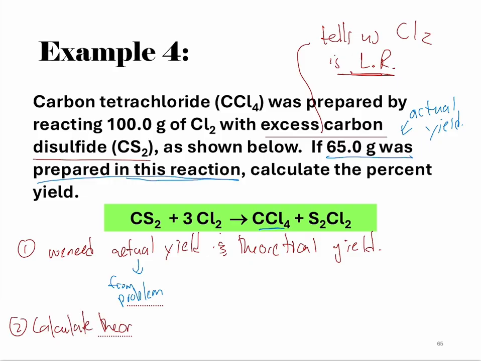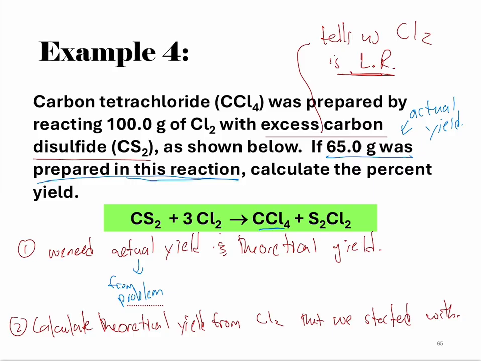Yep, we calculate the theoretical yield using the amount of our limiting reactant, Cl2, that we started with, right? And what does that involve? We're going to have to use the molecular weight. That's going to be our unit conversions, right? We're going to have to do a mass-to-mass calculation using our balanced chemical equation.